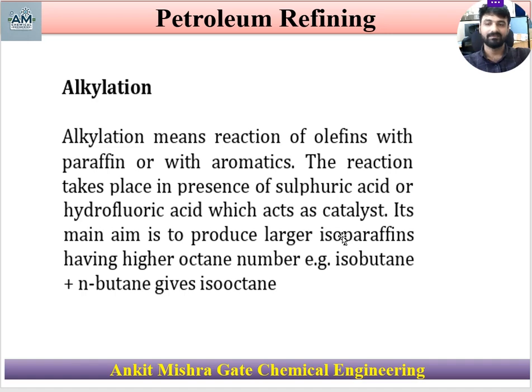Alkylation means reaction of olefin with paraffin or aromatics. The reaction takes place in the presence of sulfuric acid. The catalyst used here is sulfuric acid or hydrofluoric acid, HF. Its main aim is to produce larger isoparaffins having a higher octane number, for example isobutane plus butene. Only two things can be asked: why we are doing these things, which is to convert normal butane to isobutane, right? And the catalyst used is H2SO4 or HF.